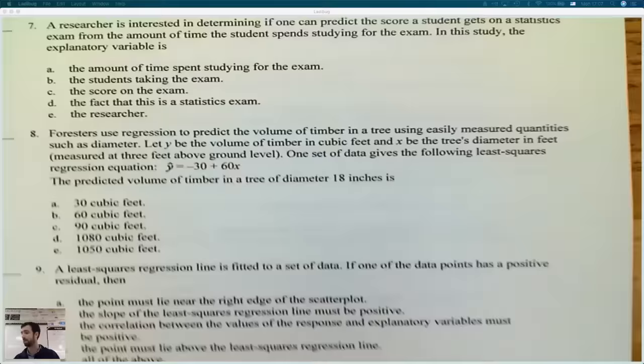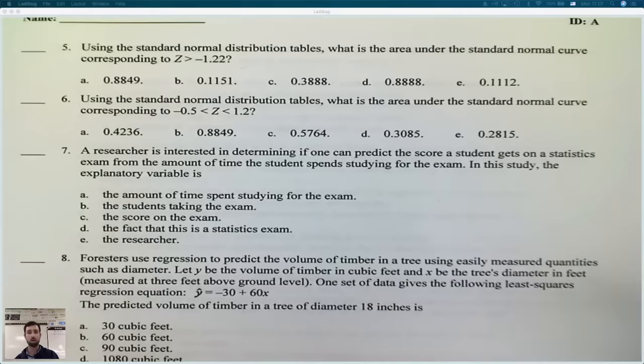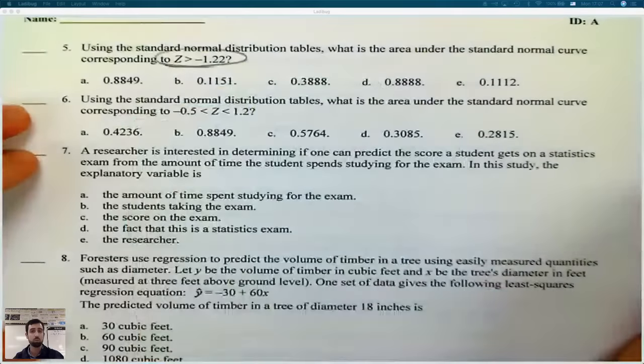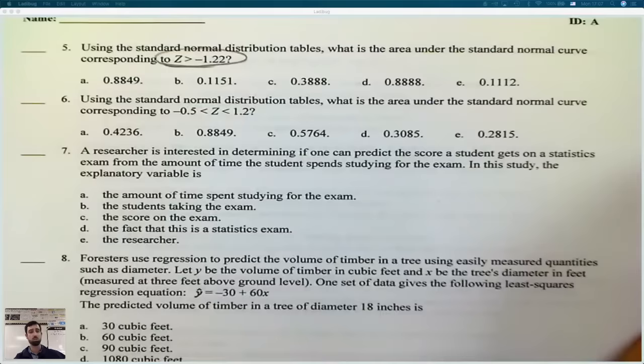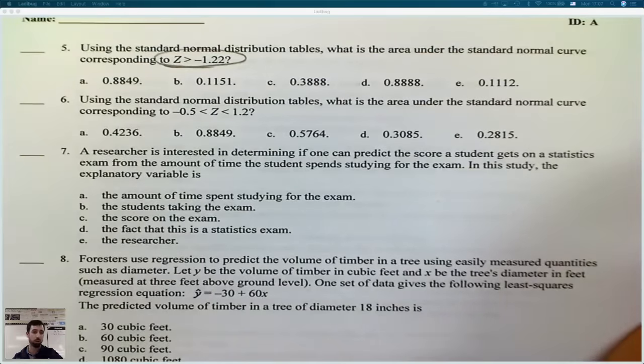Feel free to stop me at any time. I'm just going to go through these to help talk about concepts as well as possible questions that you may see. Using the standard normal distribution table, what is the area under the standard normal curve corresponding to z greater than 1.2? So this question is asking two things. One, can you read this? Two, do you know how to use that table or your calculator? We're going to do it both ways.